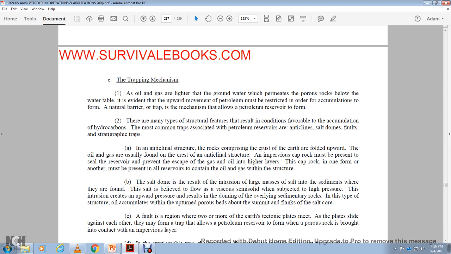Salt domes result from the intrusion of large masses of salt into the sediments where they are found. The salt behaves as a semi-solid of high viscosity, which, subject to high pressure, intrudes and creates an upward pressure, resulting in doming of the overlying sedimentary rock. Within this type of structure, oil accumulates in the upturned porous beds along the flank of the salt core.